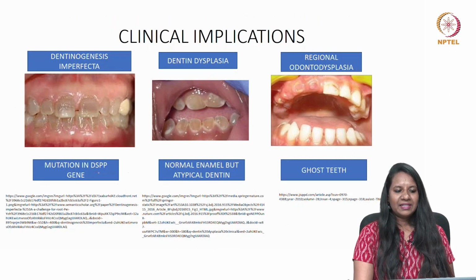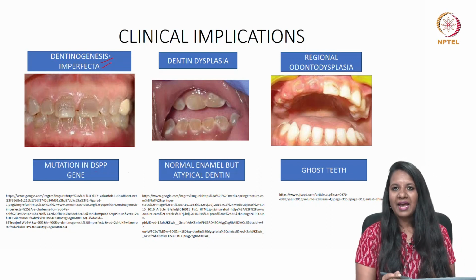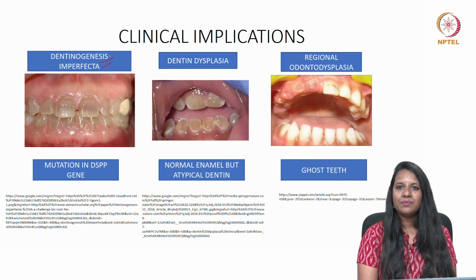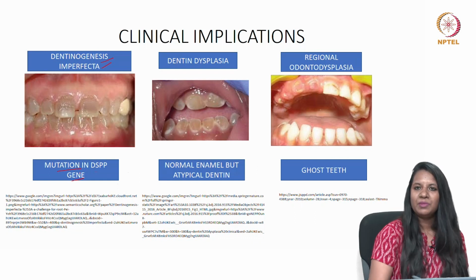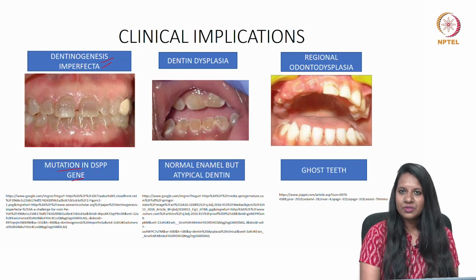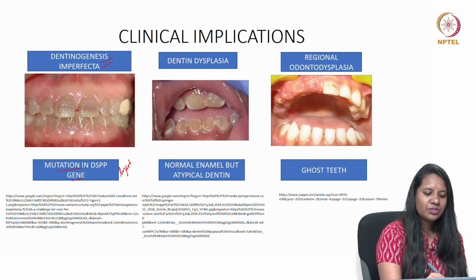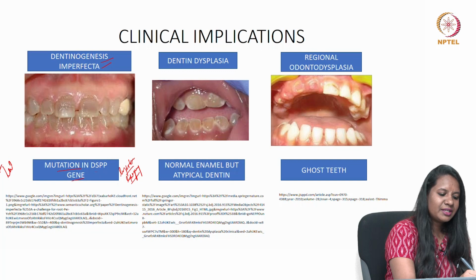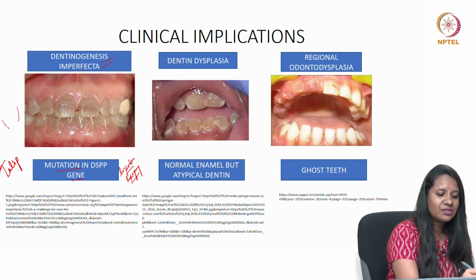Moving to the clinical implications. Dentinogenesis imperfecta. As amelogenesis imperfecta has a defect in enamel, dentinogenesis imperfecta has a defect in dentin, which is due to a mutation in the DSPP gene. It will affect both deciduous and permanent teeth. So, it will be light brown to light grey in color, and it appears like a tulip, that is the crown will be broader with much increased cervical constriction. So, it will appear like a tulip.